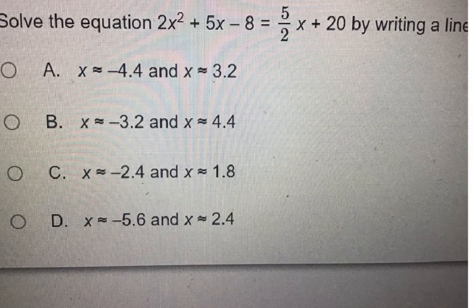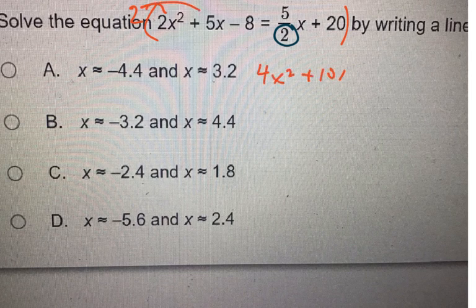Now let's do one more as quickly as possible. Now, guys, it's already set up for you, but notice there is a 5/2 fraction. So the first thing we're going to do, let's times everything by 2. Literally everything. Don't miss anything. So 2 times 2 is 4x squared. 2 times 5 is 10x. 2 times negative 8 is negative 16. 2 times 5/2, the 2 goes away. So we have 5x. And 2 times 20 is 40.